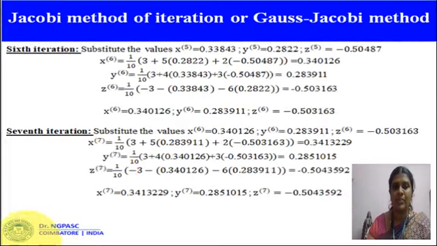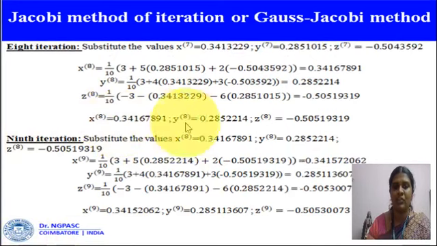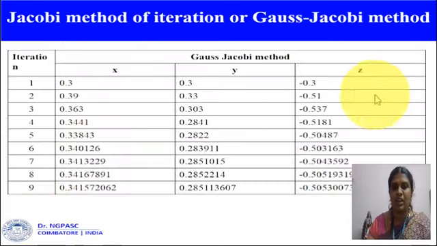So here if you see, for the seventh iteration, the value we got is x 0.341, y value is 0.285, z value is minus 0.504. For the eighth iteration, we got the same value. For the ninth iteration also, we got the same value for x, y and z. So we can stop with the ninth iteration. So when you tabulate all the values for the first iteration and second, third, fourth, fifth, sixth, seventh, eighth and ninth, the last three iterations have similar values.